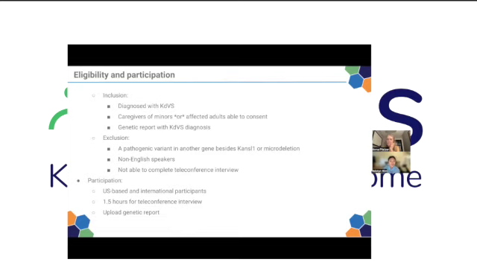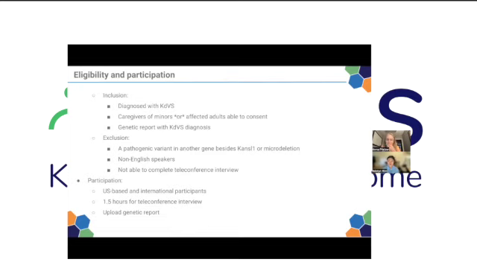So this includes anybody who's diagnosed with KdVS. There's a couple different ways you can be diagnosed with it. There are individuals who can have small changes to the KANSL1 gene, or they can have larger deletions in a specific area of the 17th chromosome. So you're looking for both of those genetic variants? Yes, we are looking for both.